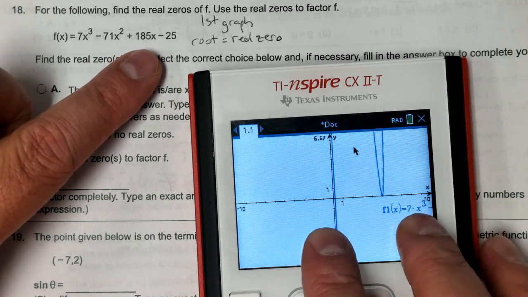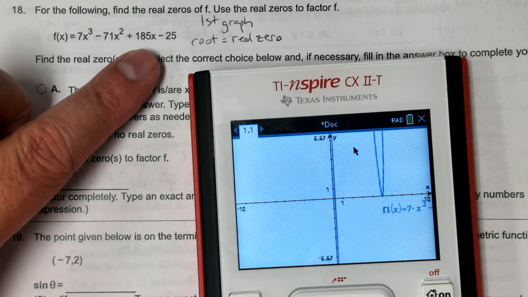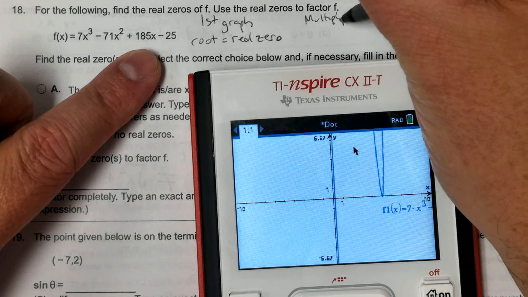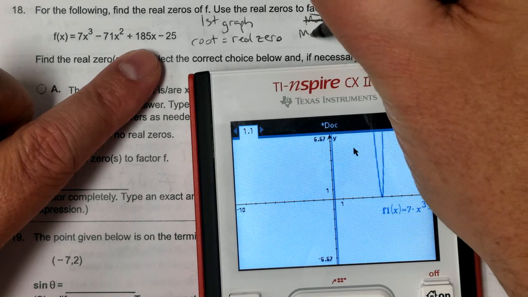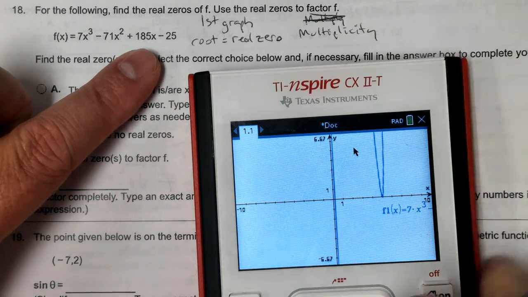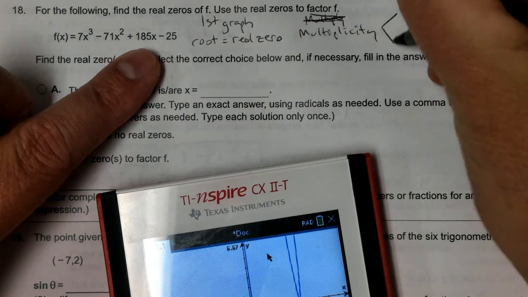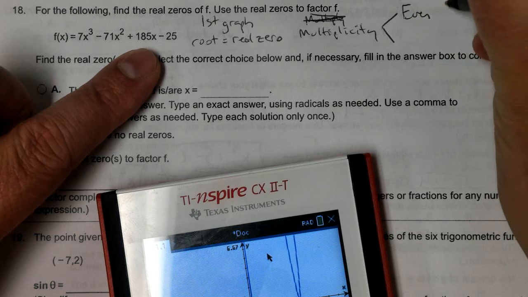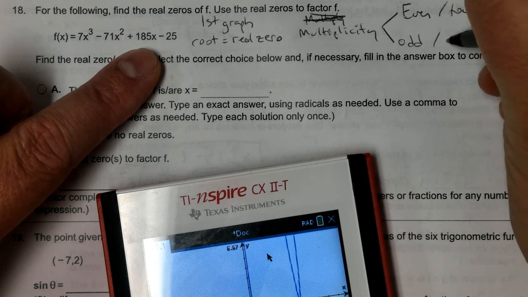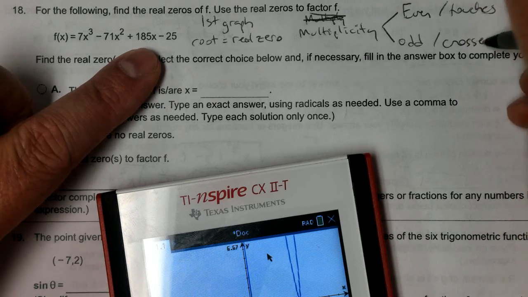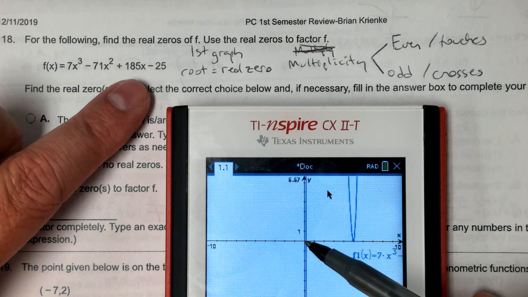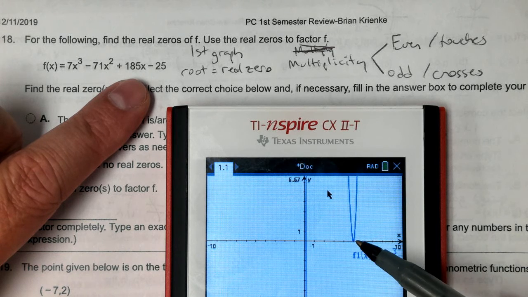Okay, so there are going to be two. You need to remember the thing about the multiplicity. It's even if it touches, and it's odd if it crosses. And so we're going to have one place where it crosses and the other place where it touches.